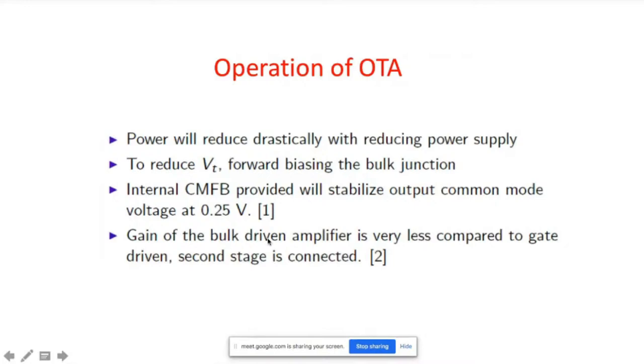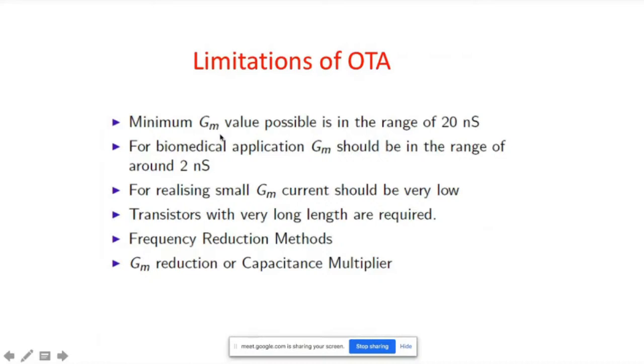Then the limitation of this 40A minimum GM value possible is 29 nanosecond. What we are required is 1.6, but now we have come up with 20 nanosecond. For biomedical application, as we said, it should be in the range of 2 nanosecond. Then small GM current should be very low.